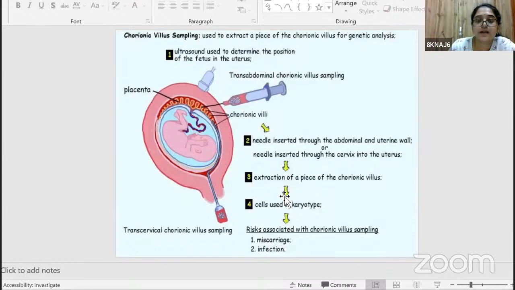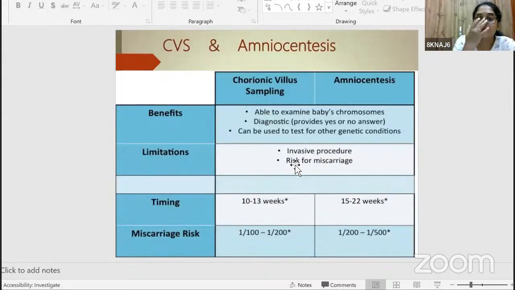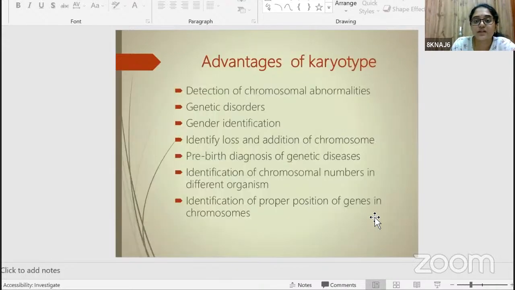So you've got to be really careful. Only if there is a necessity are they advised to do this. Otherwise, no. So again, the benefits and the risks, when you can do this, and what the miscarriage risk is. In the chorionic villus sample, it's around 1 miscarriage in 100 samples to 1 miscarriage in 200 samples. This is quite a big risk, in fact.